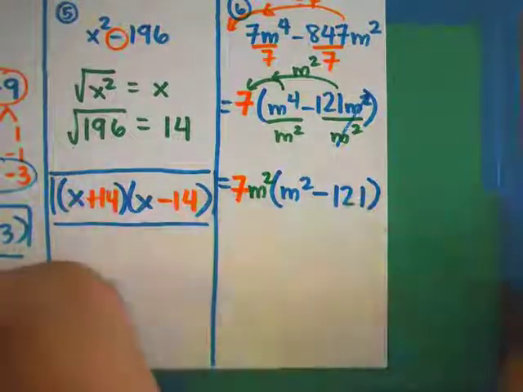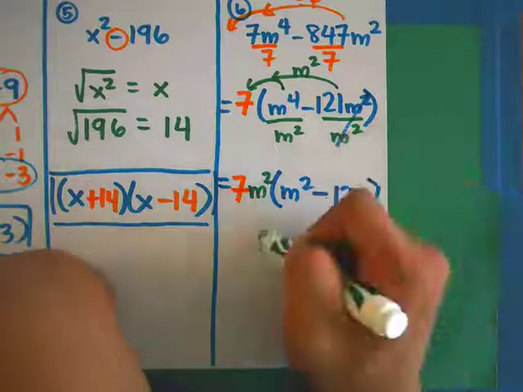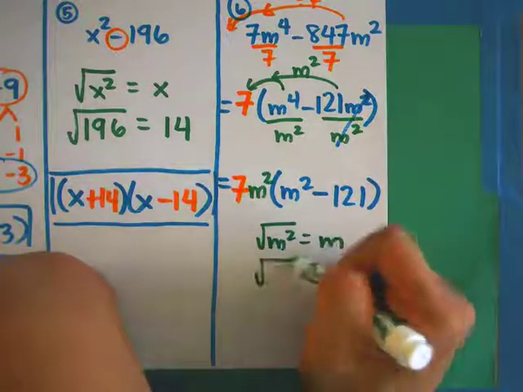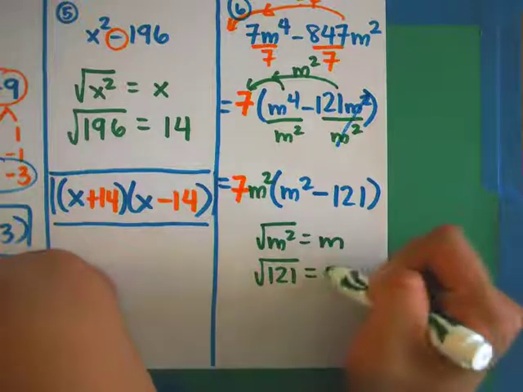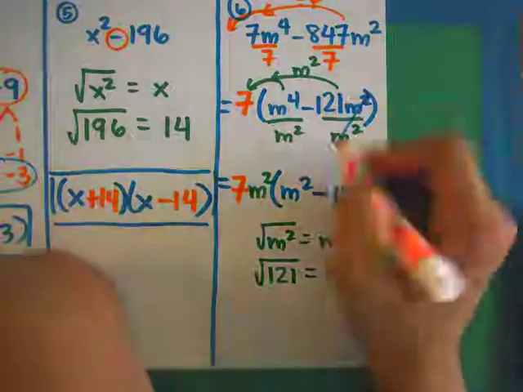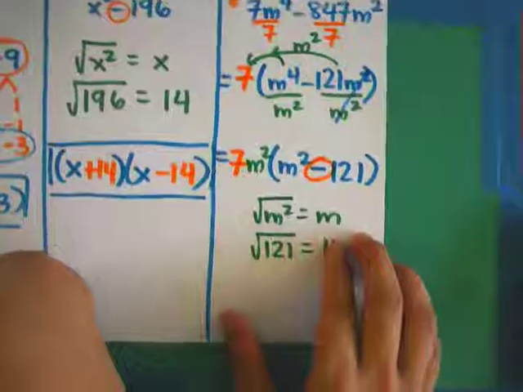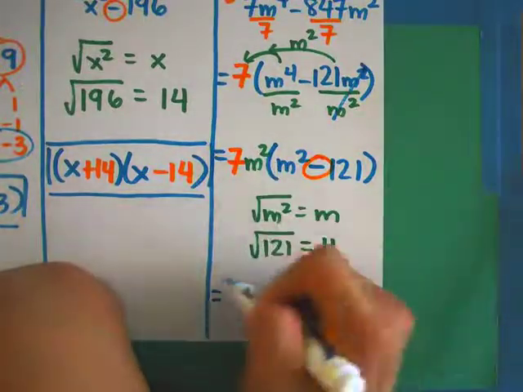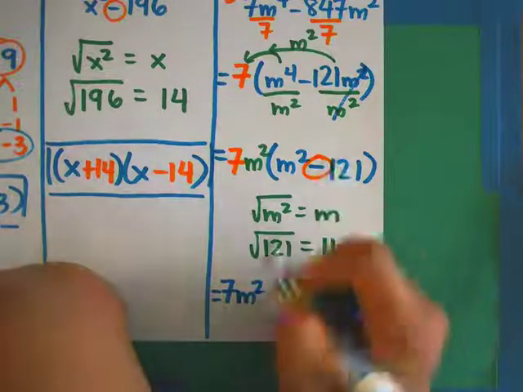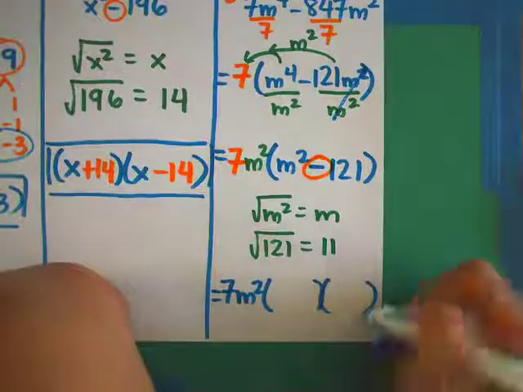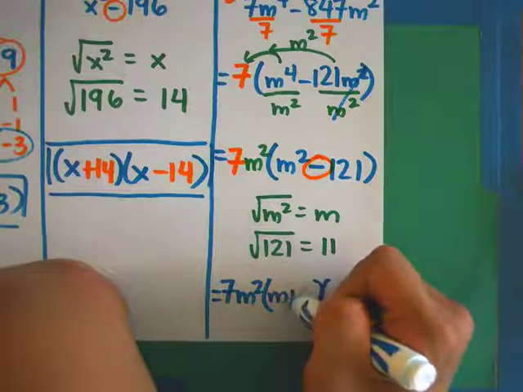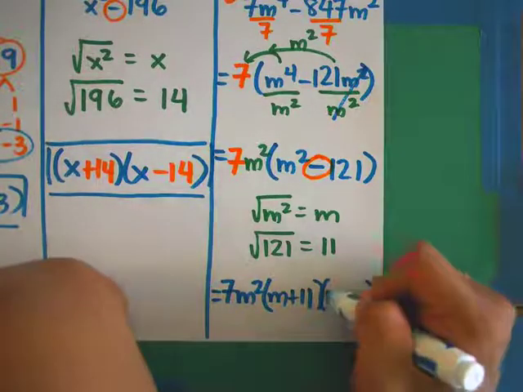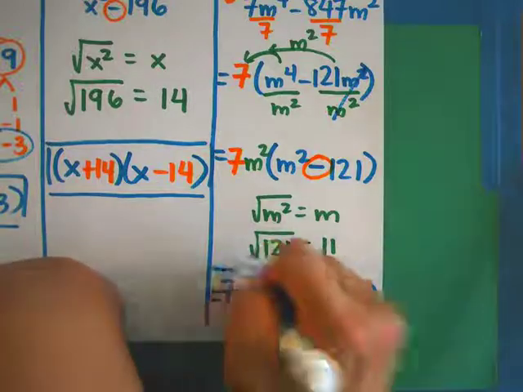Now let's go test to see if this is differences of squares. Square root of m squared is going to be m. Square root of 121 is going to be 11, and there's a minus sign in between. So let's follow the structure of differences of squares. I'm going to write 7m squared first. Shoot, I'm running out of room. So it's going to be m plus 11, not 121, it's the 11. m plus 11, m minus 11.